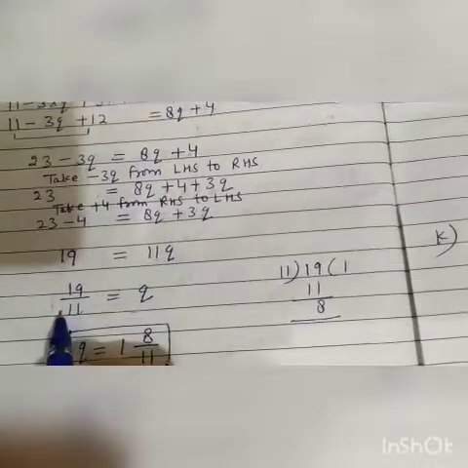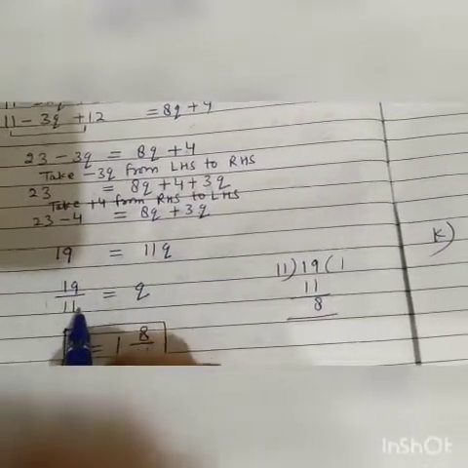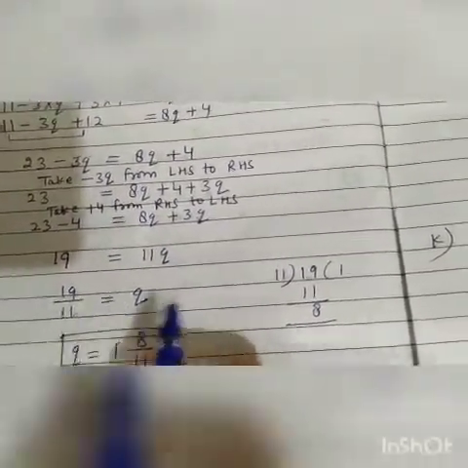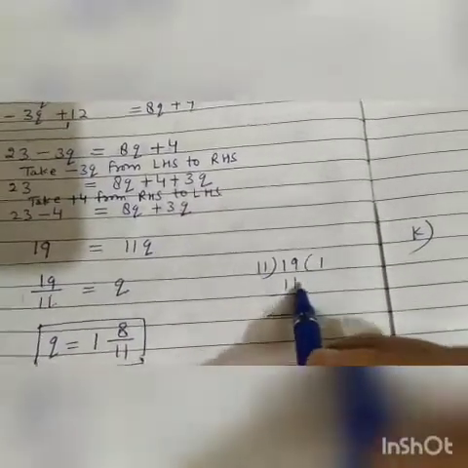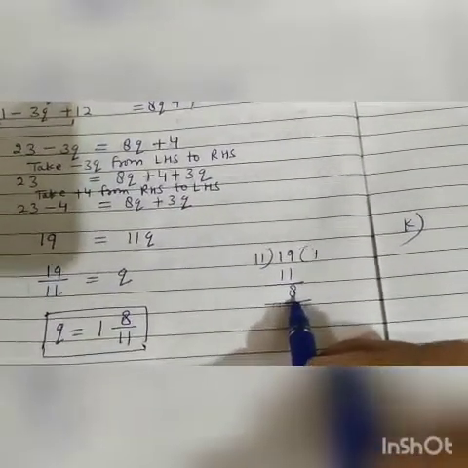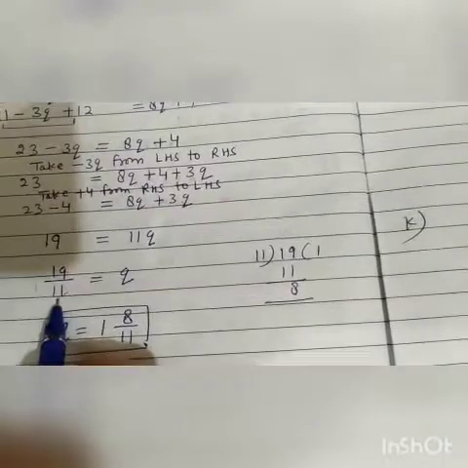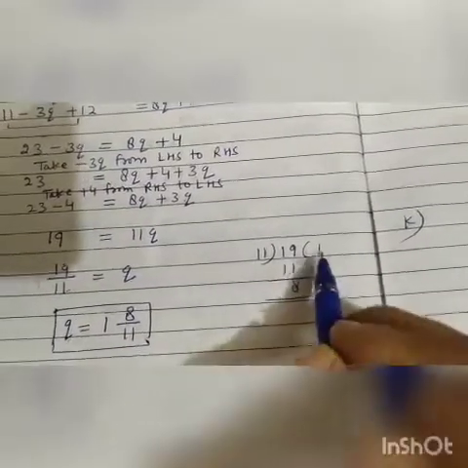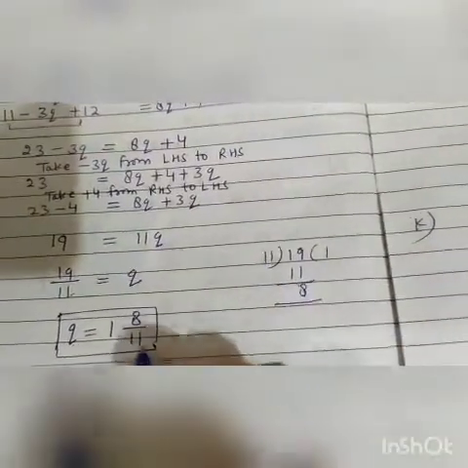It is an improper fraction because numerator is greater than denominator. So we can divide this 19 by 11. 11 1 is 11. 8 is remainder. So this 19 upon 11 can be written as q is equal 1 and 8 upon 11.